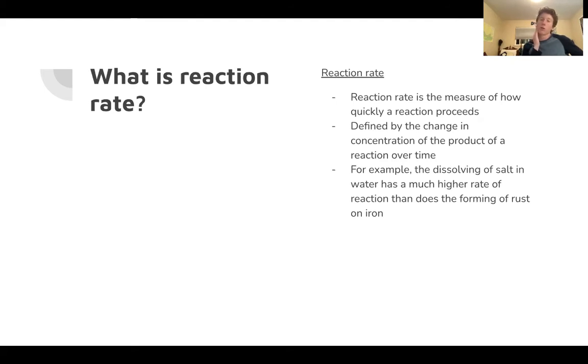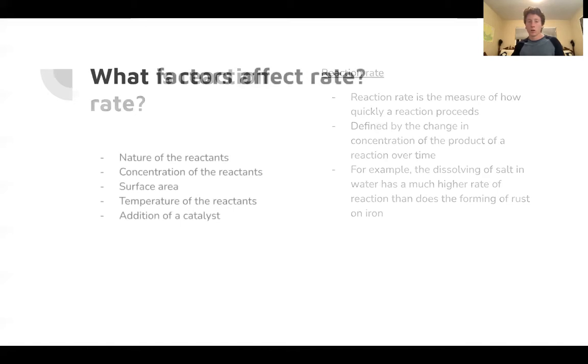When you're comparing reaction rates between two different reactions, the dissolving of table salt in water has a much higher rate of reaction than the forming of rust on iron does, because the product, dissociated salt ions, or Na and Cl ions, appear much more quickly than the products in rusting do. So, much higher rate of reaction there.